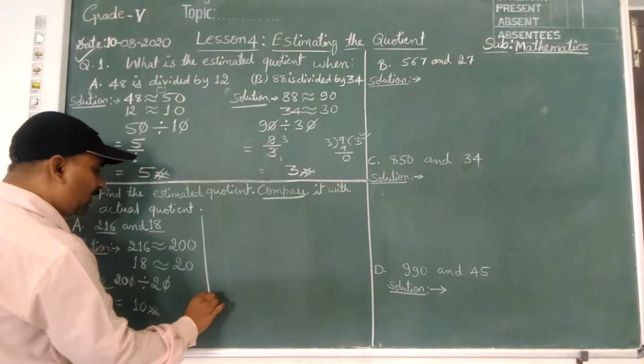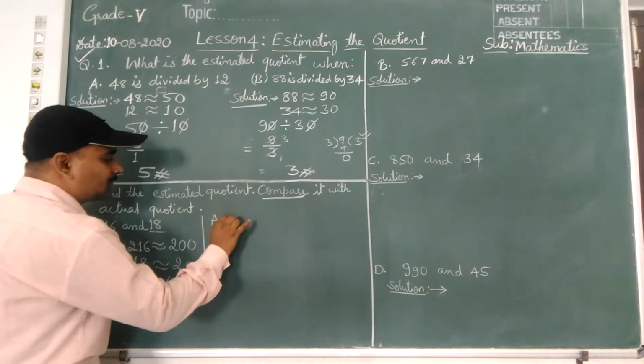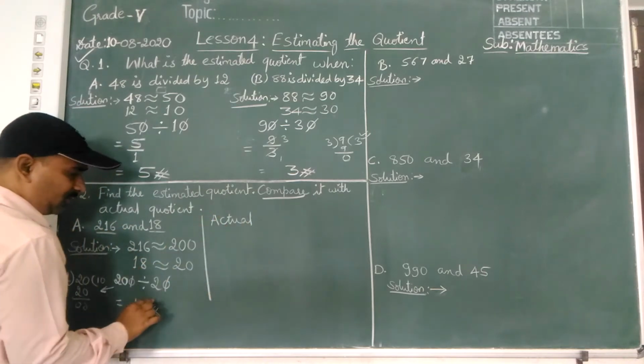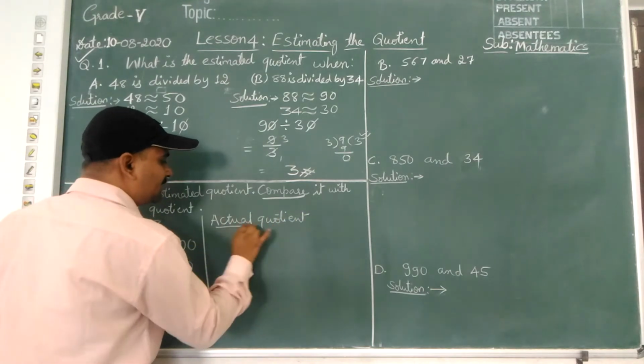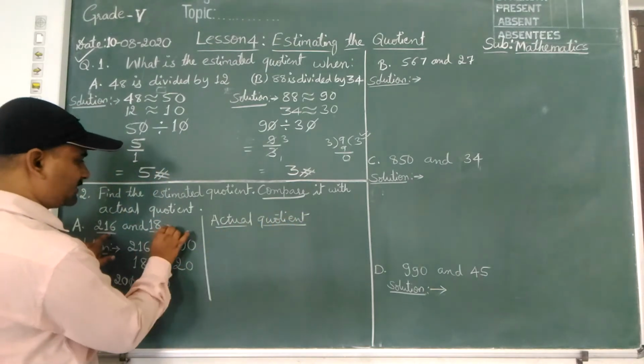Now let us find out the actual quotient. The estimated quotient is got. Actual quotient means we should take these numbers as they are.